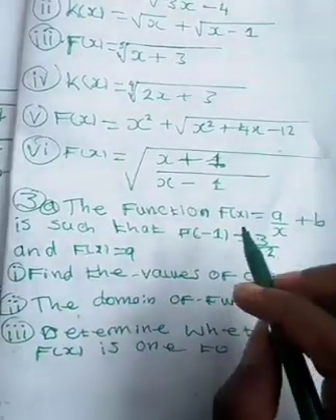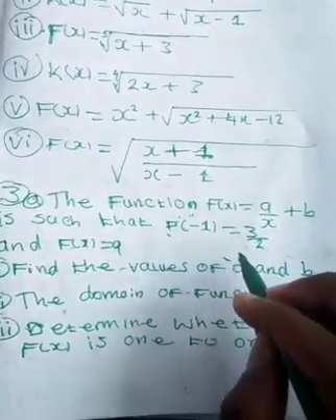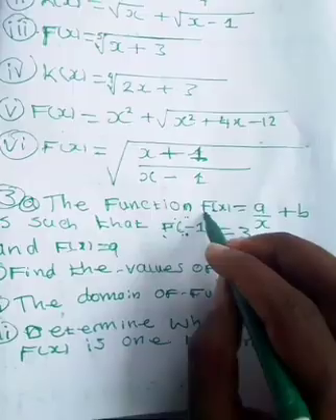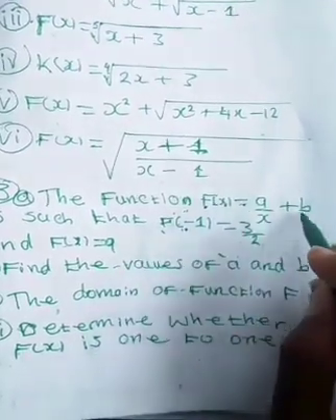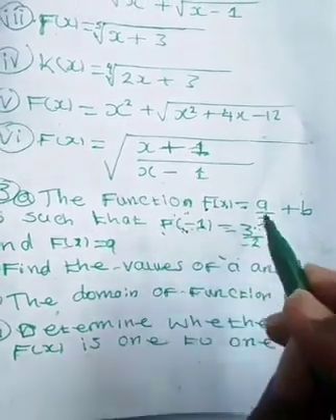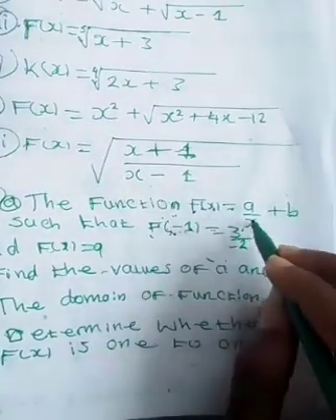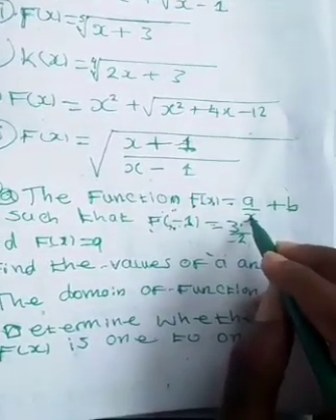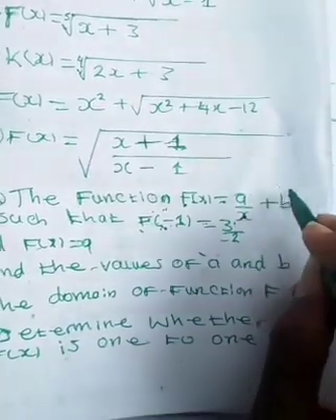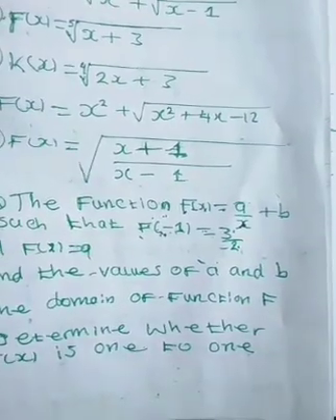So listen, they have given you this function. The first condition given is this one, where they have said the function given is f of x, equal to what is here. So if they say that f of -1 is equal to this, they are simply telling you that your first condition is that where there is x, you have to put -1. Then what you are going to have is equated to 3/2. So that is going to be our first equation.